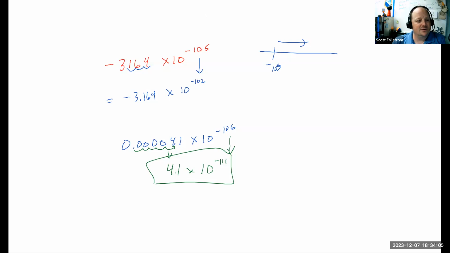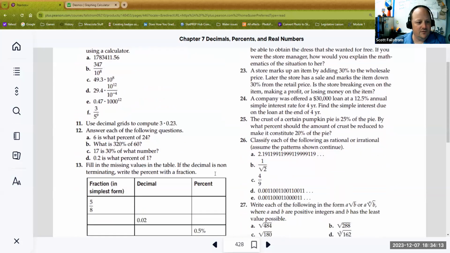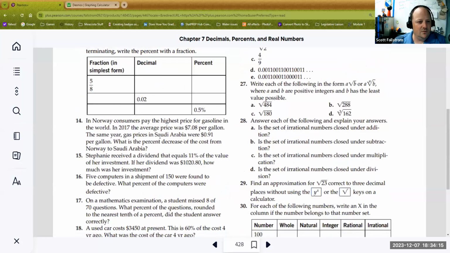All right, let's jump back to the other slide. Okay, what's the next question we've got, students? Number 14. In Norway, let's pay the highest price for this. Average price was this. Same here, price in Saudi Arabia with this, 91 cents a gallon. Dang! What is the percent decrease of the cost from Norway to Saudi Arabia?